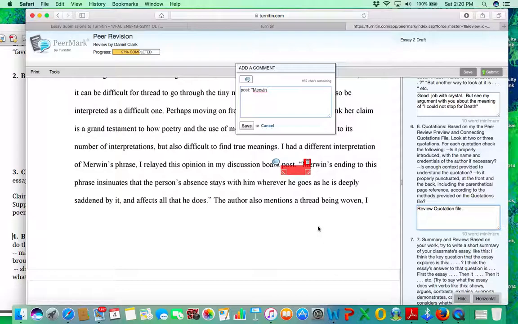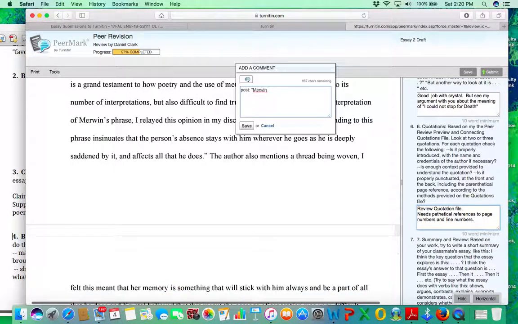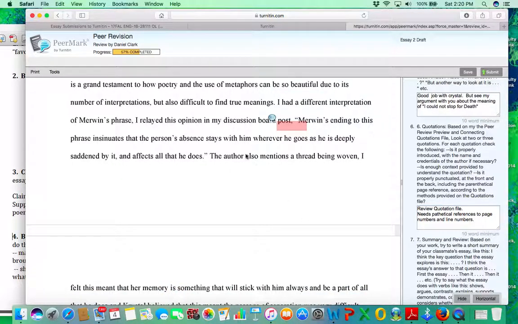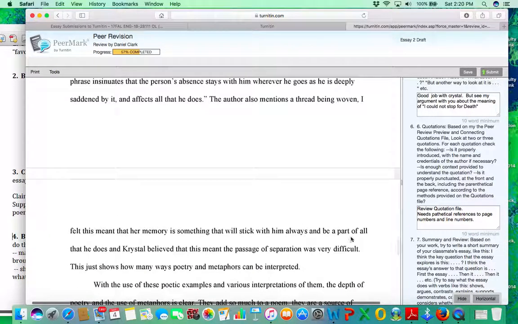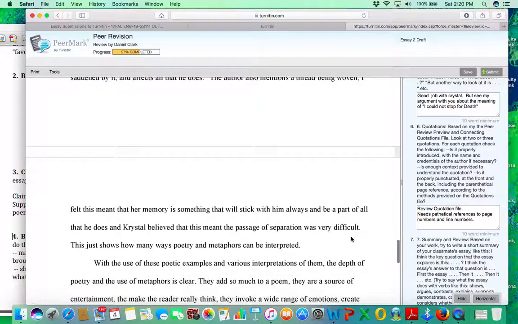Likewise, at the end, it needs parenthetical references to page numbers and line numbers. And probably Bailey just hasn't put that in because she's in a hurry. She's probably planning to, and that's the other thing. Actually, it's a good thing for me to remember. This is a draft, so mention things like that. But you know, at some level, you have to presume that they're still going to put some of that stuff in.